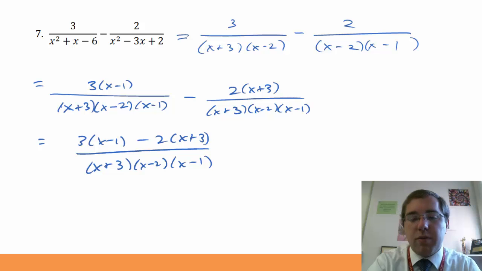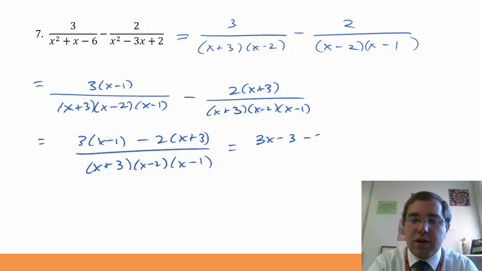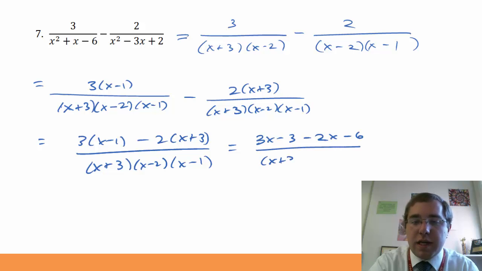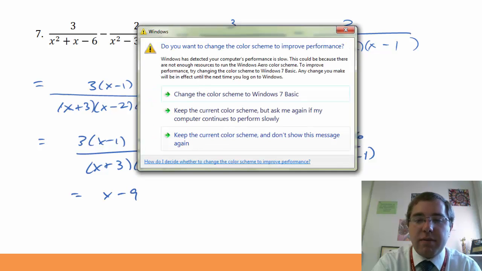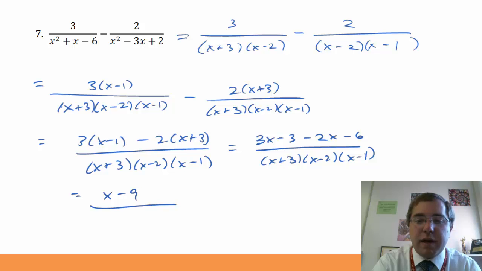We simplify in the numerator. We're going to leave the denominator factored because we want it factored so we can see if we have common factors later. So let's simplify the numerator by first distributing the 3: 3x minus 3, and distributing the negative 2: negative 2x minus 6. Leave the denominator the same. Combine like terms in the numerator. So 3x minus 2x is x, negative 3 minus 6 is negative 9. And our denominator is still x plus 3 times x minus 2 times x minus 1.